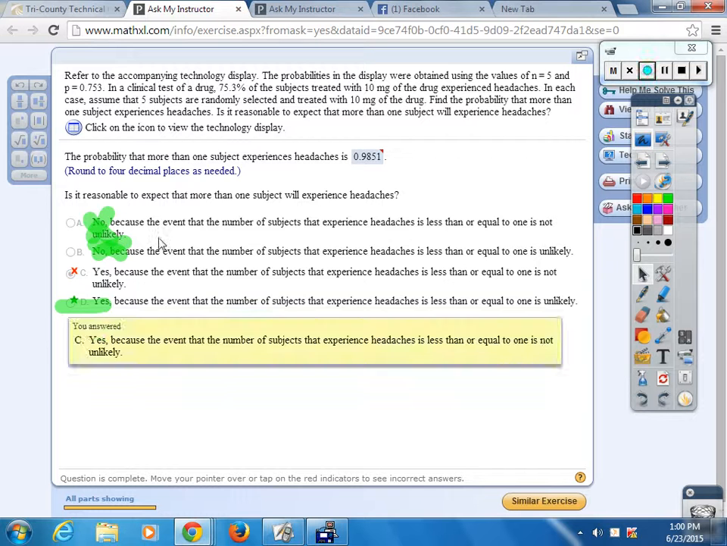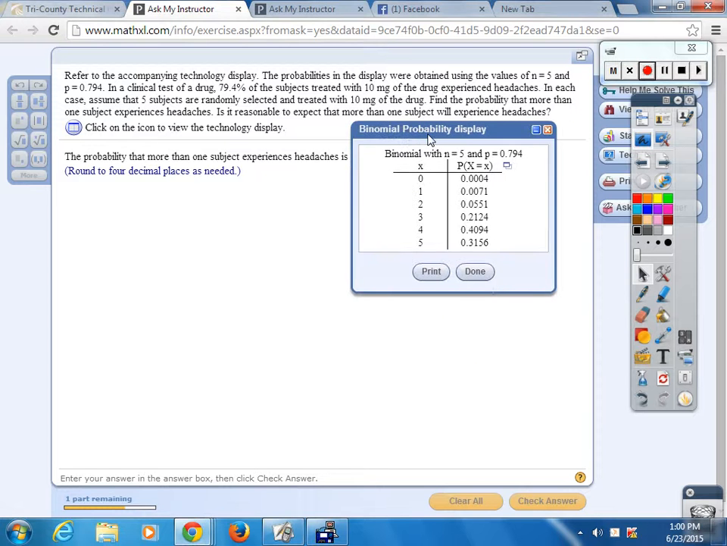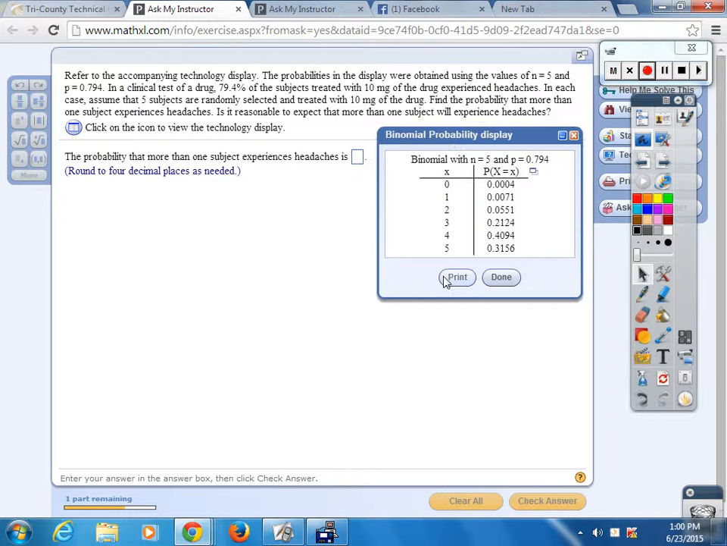All right, let's do one more and just forget about that. Try that one, and if you can't do it, just consider yourself a failure. I'll just read it. Refer to the accompanying technology display. That's what you were asking for, wasn't it? Assume that 5 subjects are randomly selected and treated. Find the probability that more than one.